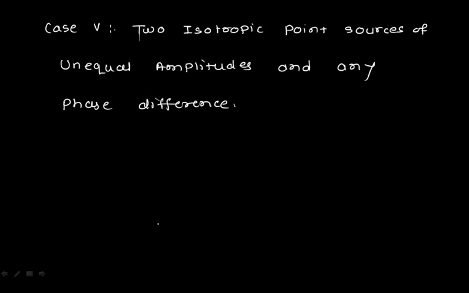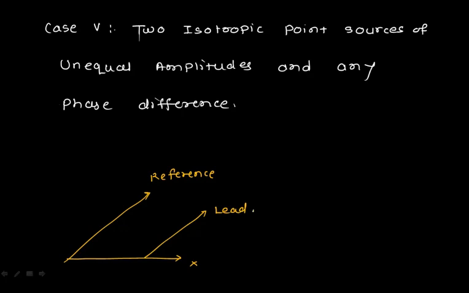Sources of unequal amplitude and any phase shift. So here I have this x coordinate where I'm putting my two sources, source number one and source number two. I'm considering that source number one is the reference. Source number two leads source number one, and the distance between these two is d.